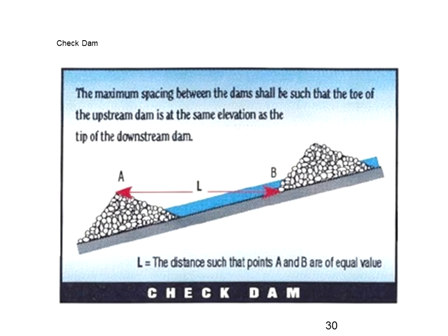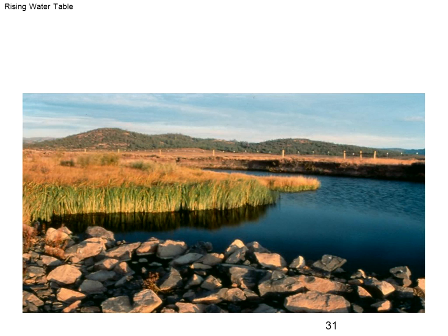So this is a schematic of the check dam. The idea is that this was designed so the spacing was such that the toe of the upstream dam is the same elevation as the tip of the downstream dam, so you can see that. And that basically achieves the objective. And again, these had to be engineered for us.